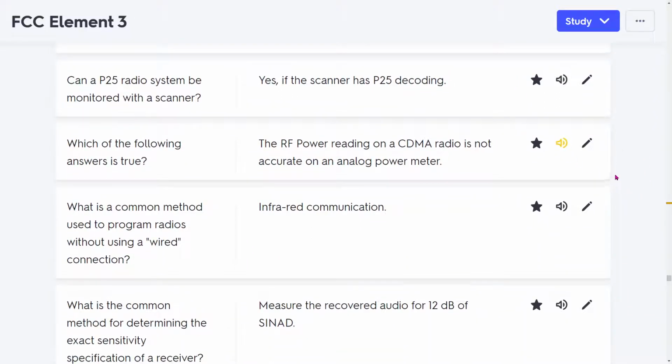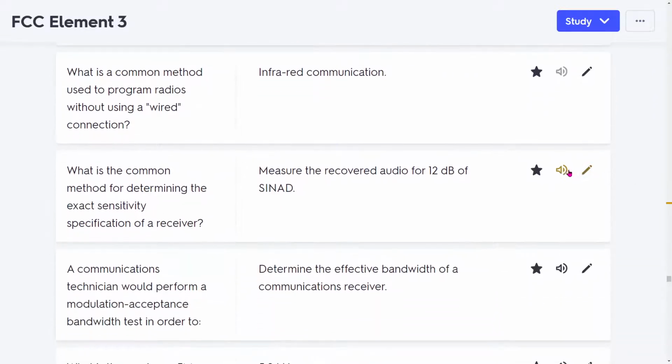Which of the following answers is true? The RF power reading on a CDMA radio is not accurate on an analog power meter. What is a common method used to program radios without using a wired connection? Infrared communication. What is the common method for determining the exact sensitivity specification of a receiver? Measure the recovered audio for 12 decibels of SINAD.